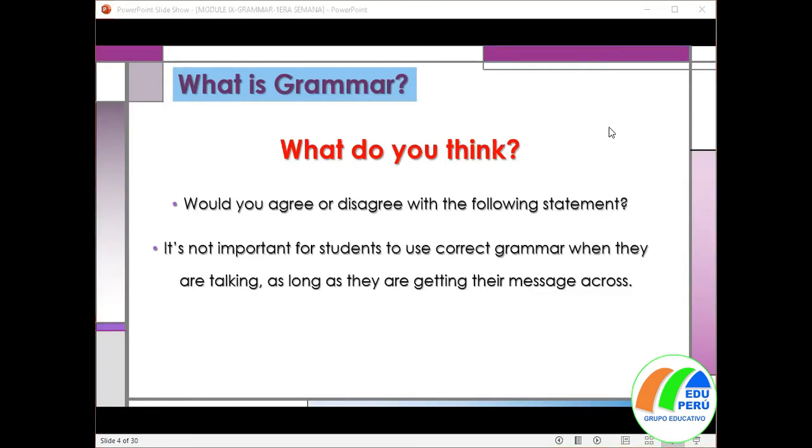Professor? Yeah, okay. Tell me, Tanya. I think, well, in case our students are studying just to learn the language, this statement is correct. I mean, it's not very important to use the grammar. However, if the student is studying to teach English in the future, I think they must use the correct grammar.